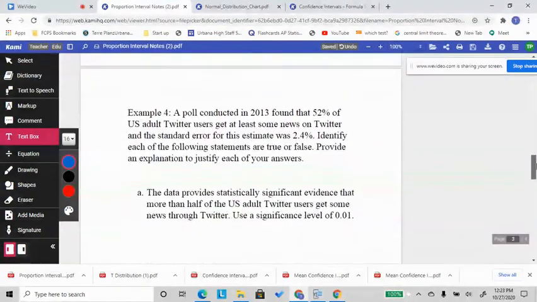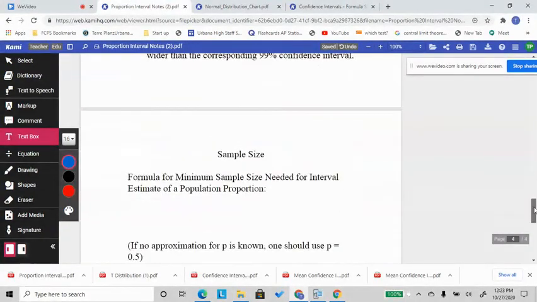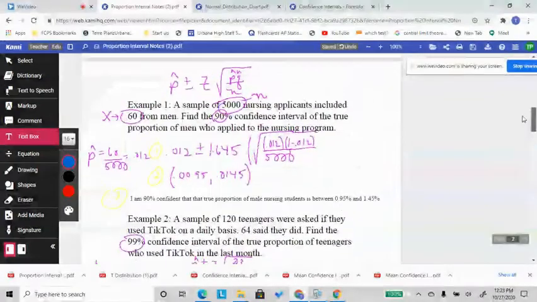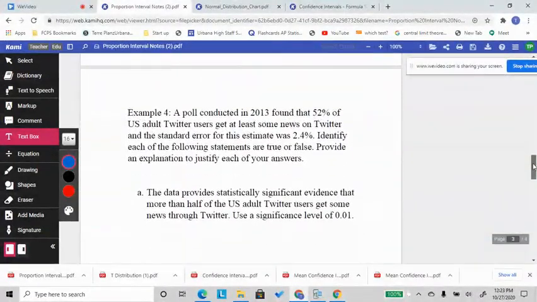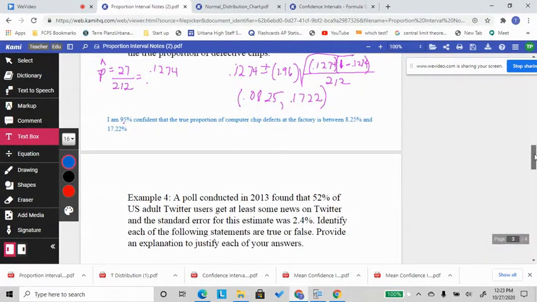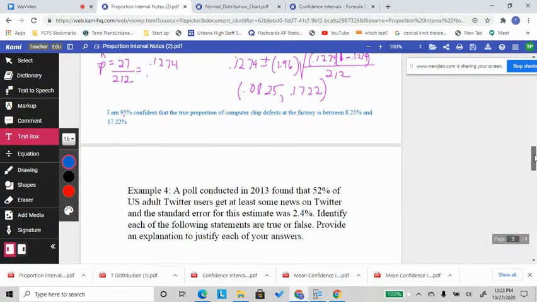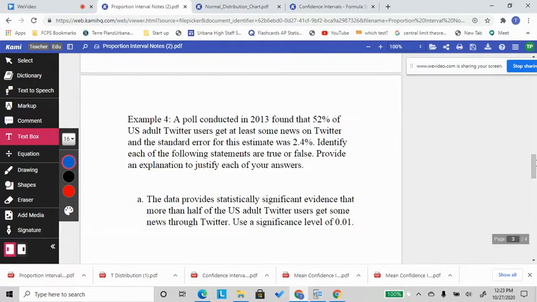Last one. All right, this is a Twitter question, then we're going to go on to sample size. All right, number 4, a poll conducted in 2013 found that 52% of adult Twitter users get at least some news on Twitter, and the standard error for this was 2.4. Identify each of the following statements as true or false. Provide an explanation. Okay. So what I'm going to do here is calculate the interval first.